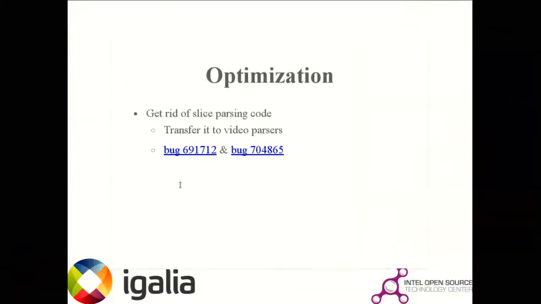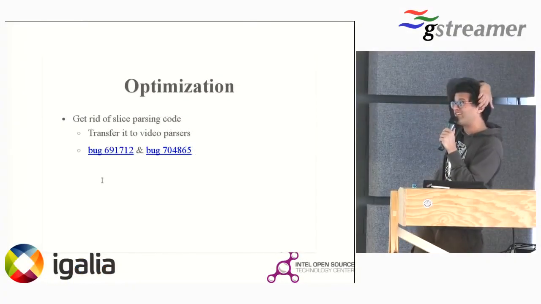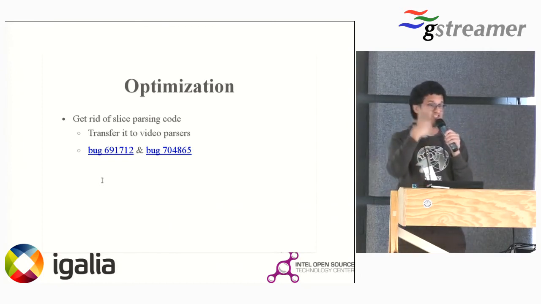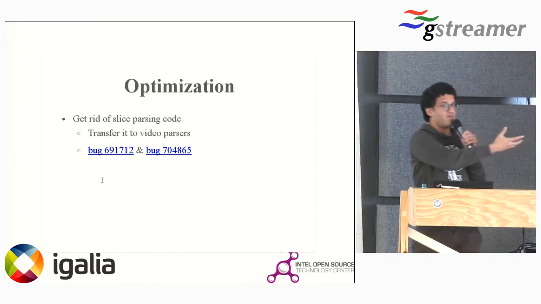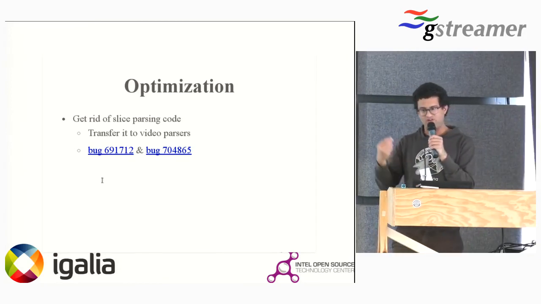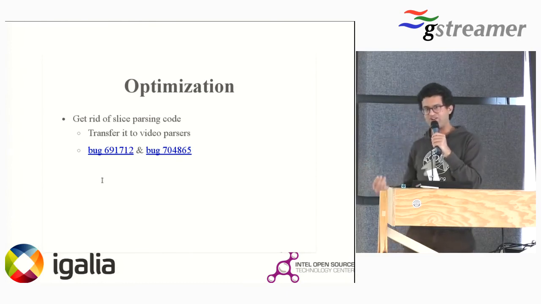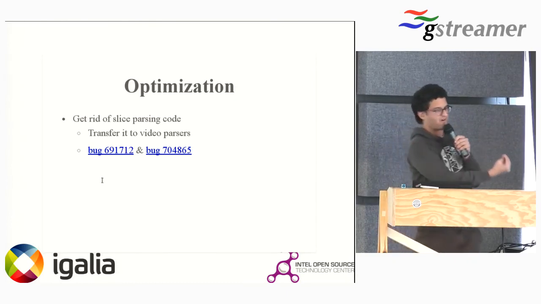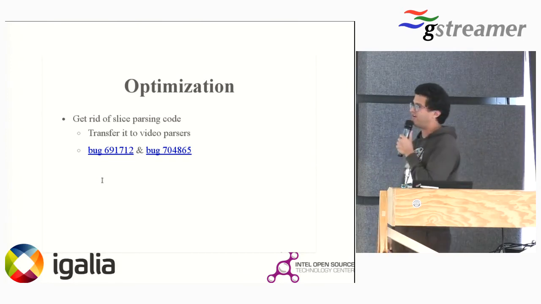And well, there's a long-term thing that nowadays we do the slice parsing. Every time we receive a new frame, we parse it again, even if it was already parsed by the parser before. Because we need a finer control of this parsing. We need slice parsing that is not provided by the parser elements in upstream.